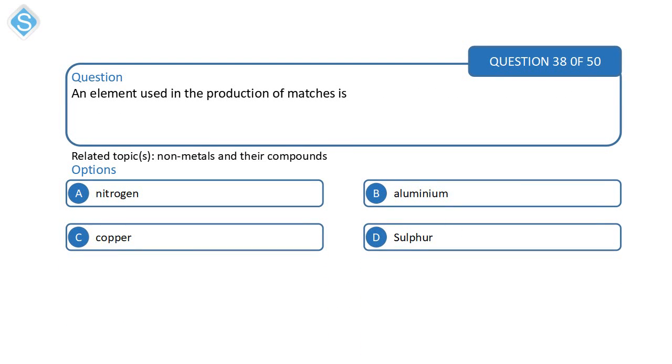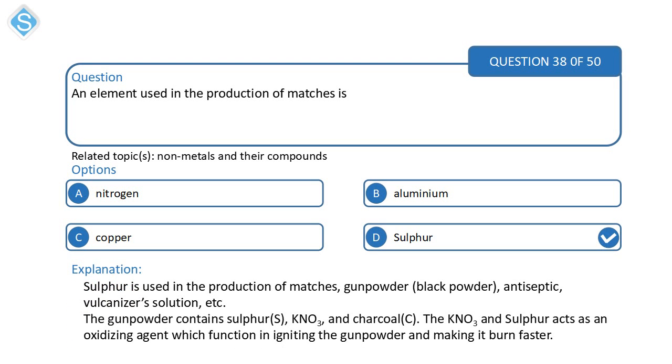An element used in the production of matches is sulfur. Sulfur is used in the production of matches. They also use it to produce gunpowder, antiseptic, vulcanizer solution, etc.